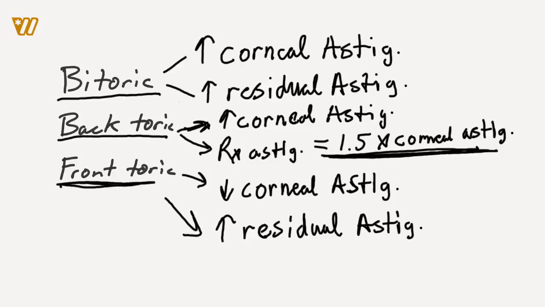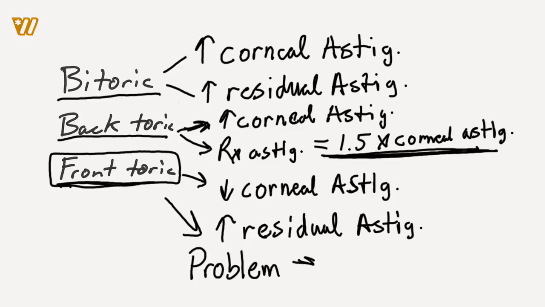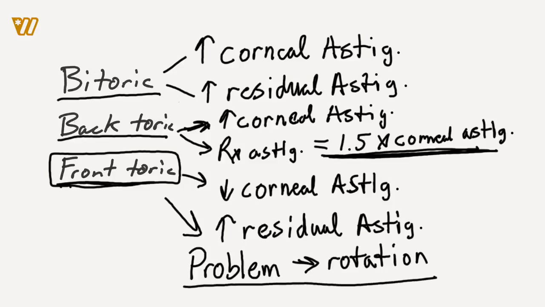Now, what's the big problem? What makes a front surface toric really difficult to fit? Yeah, the problem is rotation. If that contact lens even rotates a little bit, it can actually make their vision worse than if you had just fit them in a spherical contact lens. And so the main reason front surface torics are really hard to fit is rotation.